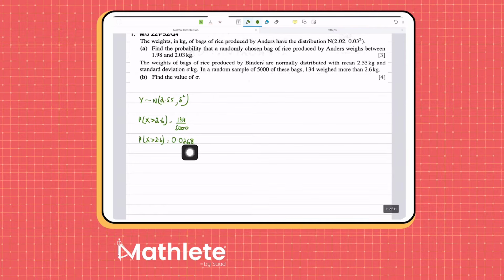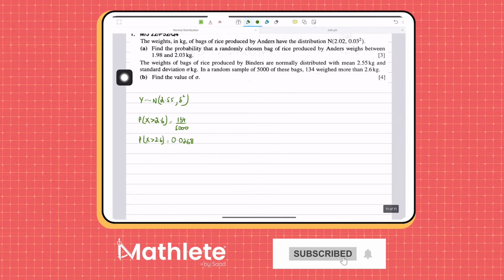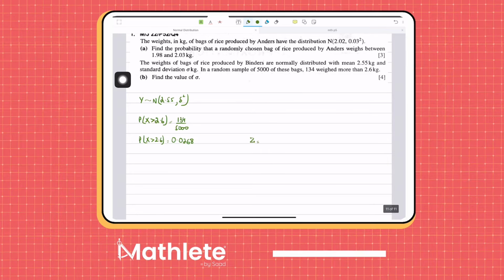Okay, this 0.0268 is the table value of z. And how did we get the table value of z? We got the value of z by converting this x value to z value. So z is equal to x minus mu over sigma.